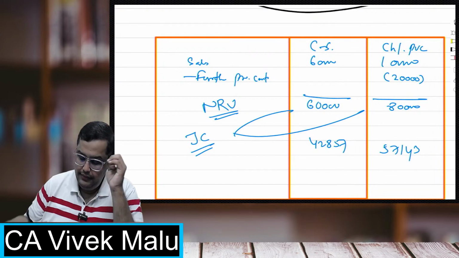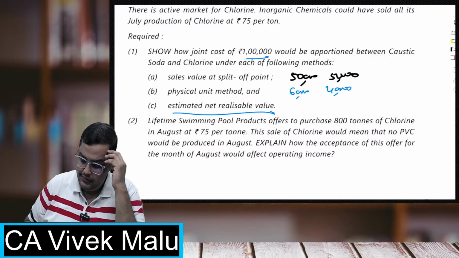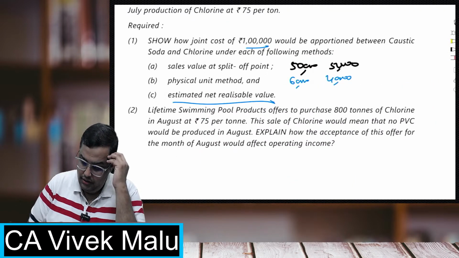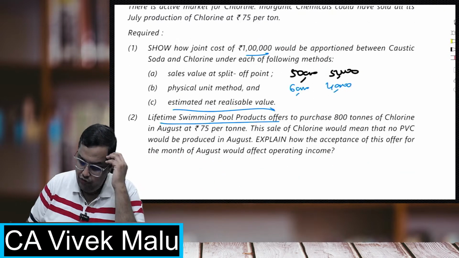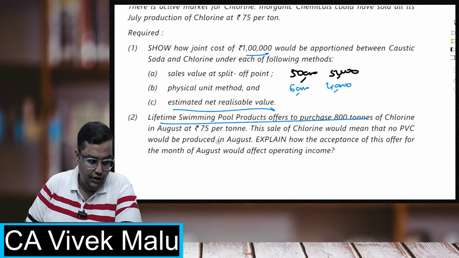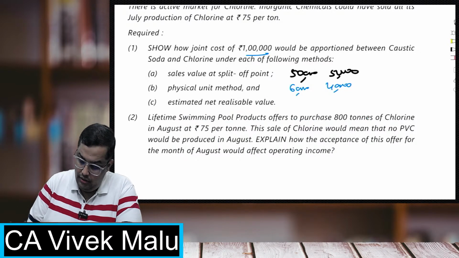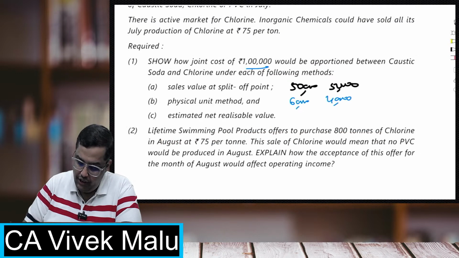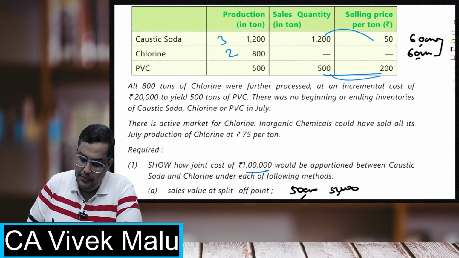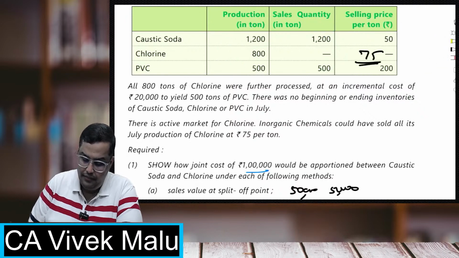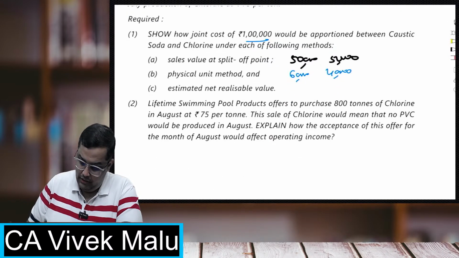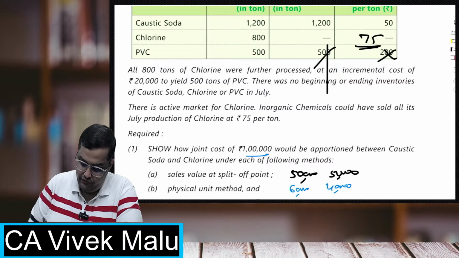The third method we have already done, right? So, Lifetime Swimming Pool. Now the last part of the question. Lifetime Swimming Pool Products offers to purchase 800 tons of chlorine in August at 75 per ton. Means they are asking that if we sell these 800 tons at 75 rupees per ton, no PVC would be produced.